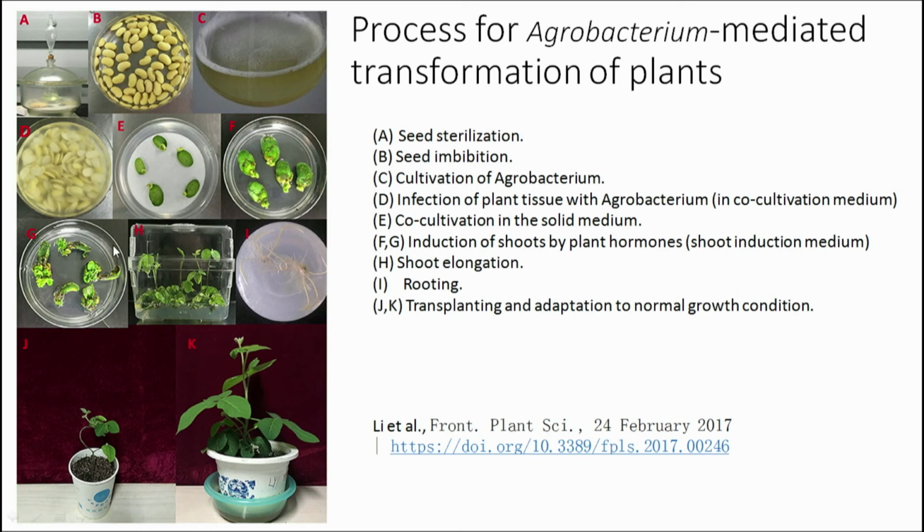F and G indicate that they are on a special medium which allows these seeds to germinate. So, gradually you see that some plants are coming out, shoots are coming out, the roots are coming out, and what you see here is induction of shoots by certain plant hormones, etc. And in this slide you see the shoot elongation.